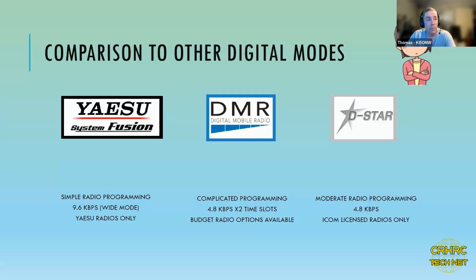One more difference I'd like to mention, though, is the equipment required to operate each mode. D-Star and System Fusion are the higher priced options, with System Fusion limited to Yaesu radios only, and D-Star limited to radios with a license from ICOM to implement D-Star technology. Examples are Kenwood and ICOM, typically. DMR, though, is available from a lot of Chinese radios, which are relatively low cost, including, of course, Baofeng, Radioddity, Anytone, and others.